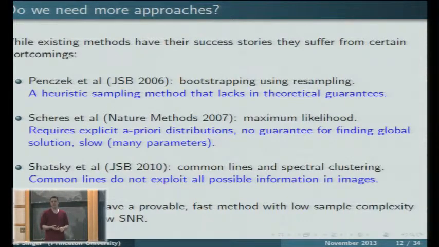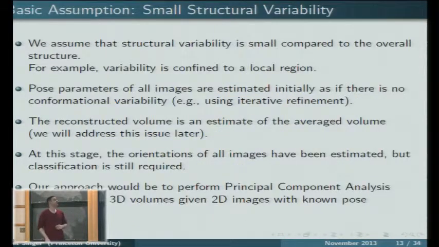We want it to be fast, and we want to say to the biologist, okay, you need this number of images at this level of SNR to get the variability in the data. Otherwise, you have to collect more data and come back. So we want something that is provable, fast, and has a low sample complexity. We want as few images as possible.